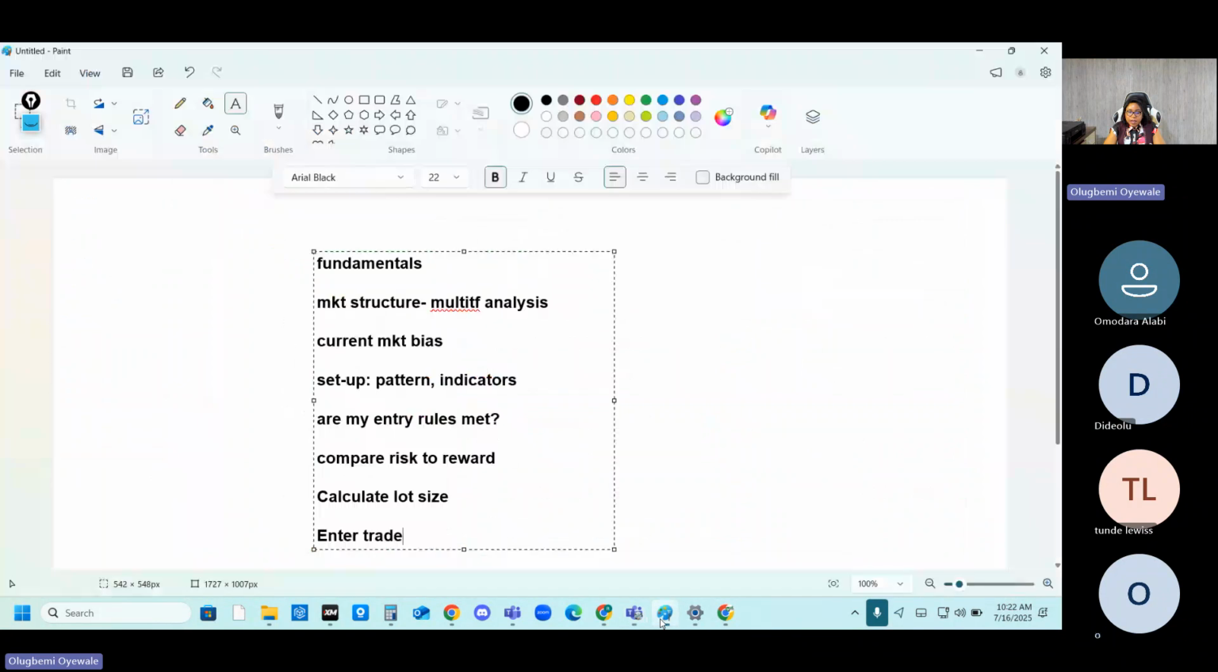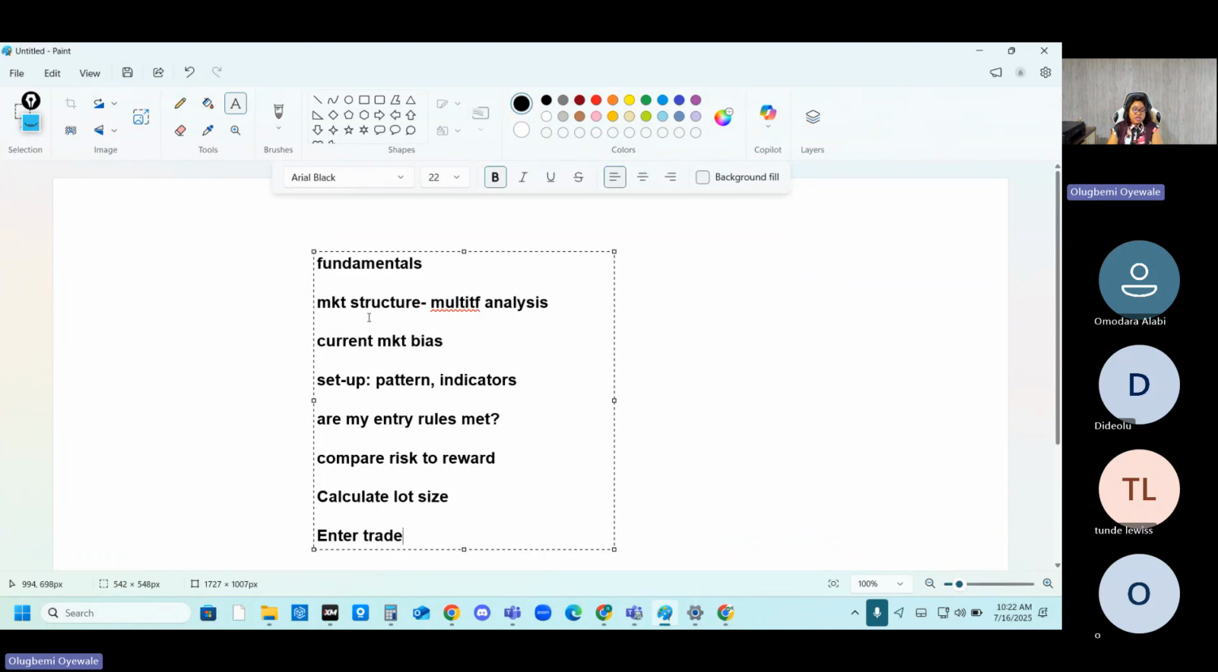All right. So I start with fundamental analysis. I now have an idea. Okay, there's going to be news in the afternoon. My fundamental analysis may be limited to, okay, I'm not going to trade for about 1 hour around that period.